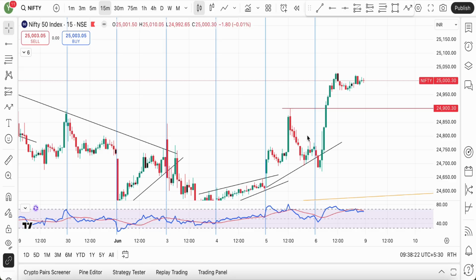So this is the series where we analyze and decode Nifty daily on multiple time frames so that we are prepared to tackle the challenges of the next trading day with much more confidence and clarity.